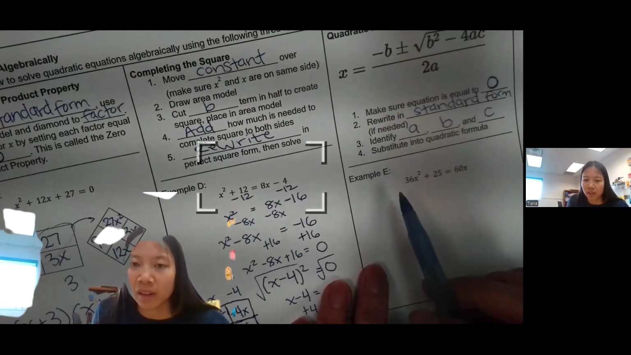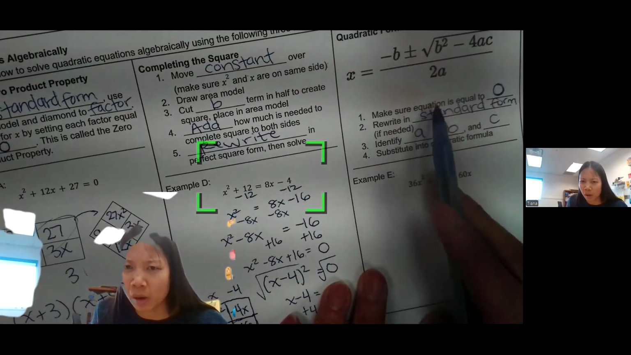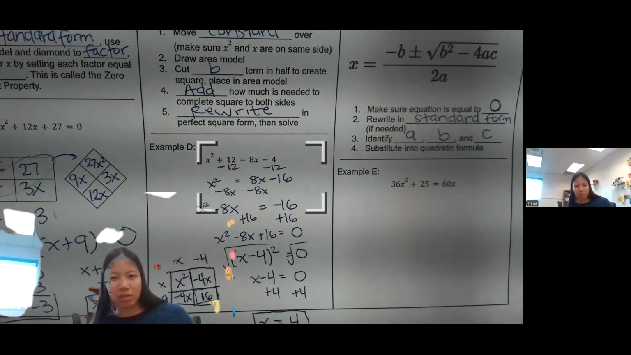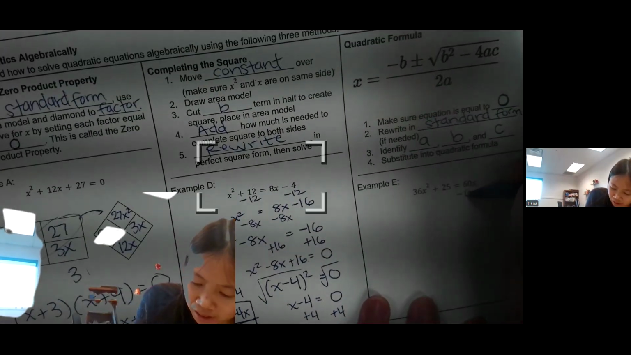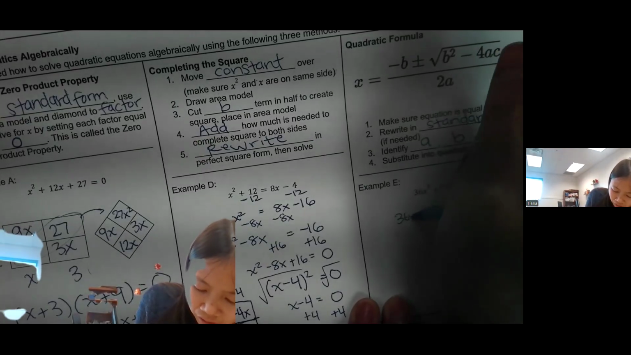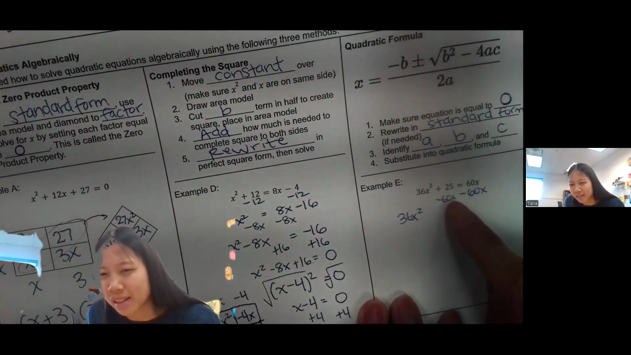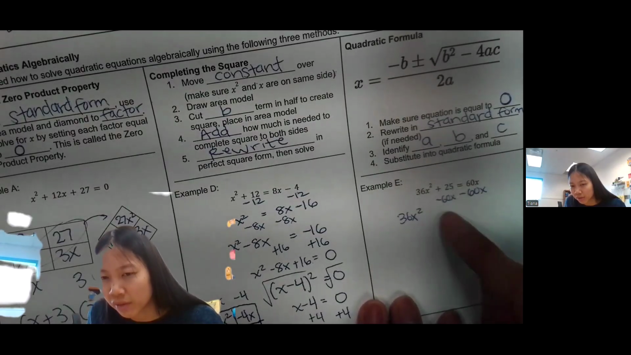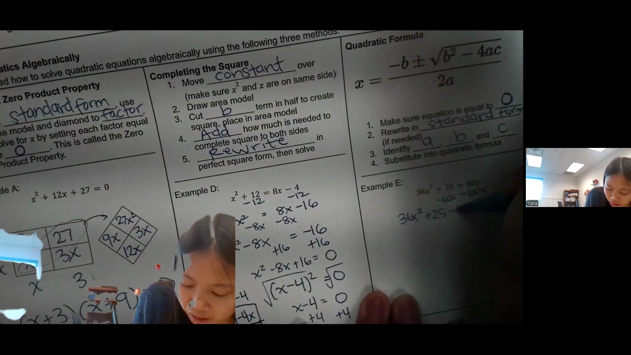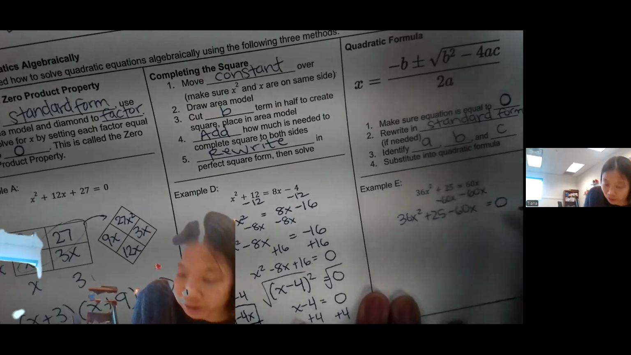So let's first start with step 1. I want to make sure my equation is equal to 0. It is not equal to 0. It is equal to 60x right now. So I'm going to subtract 60x on both sides. And now I have 36x squared. I can't combine 60x with the x squared or with the 25 because they're not like terms. So I'm just going to keep going: 25 minus 60x equals 0.